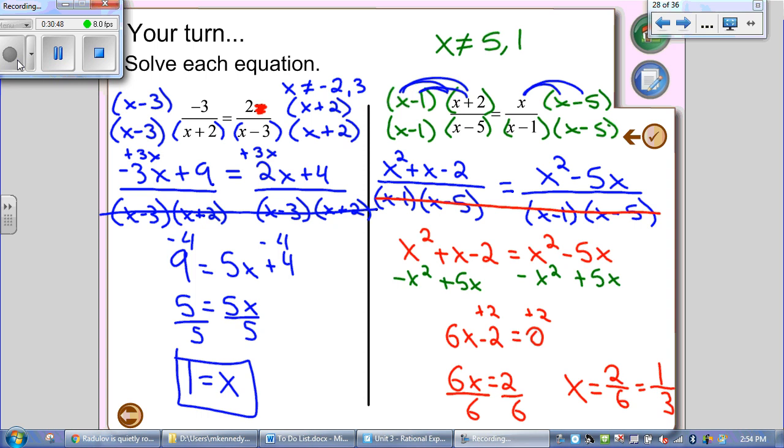Once you got your common denominator, you multiply whatever's in the top, and on the bottom, you cancel it all. Should have left you with 9 equals 5x plus 4. You just have to subtract 4 from both sides, divide everything by 5, and your answer should have just been 1.